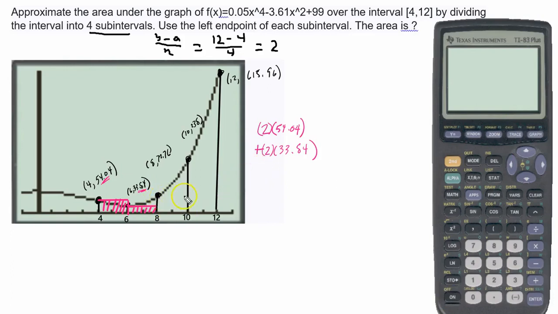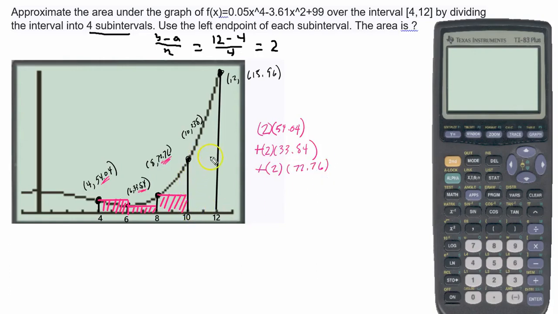Now I'm going to come here, and with my third rectangle, I'm going to build it from the left endpoint. So I'm going to start here and come straight across, and then this is going to be my third rectangle. Now, what is the area of my third rectangle going to be? It's going to be the base, which is 2, width of 2, times the height, and the height is what the y coordinate is here, which is 72.76.